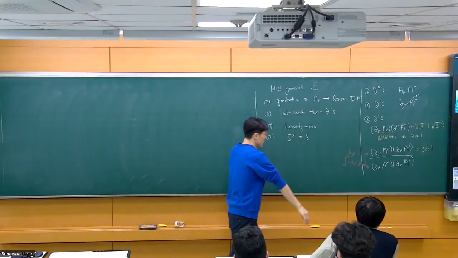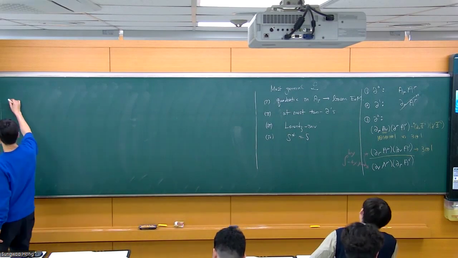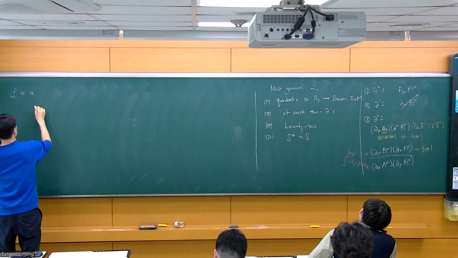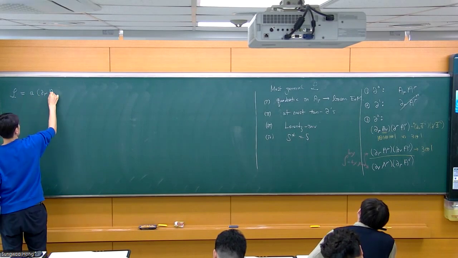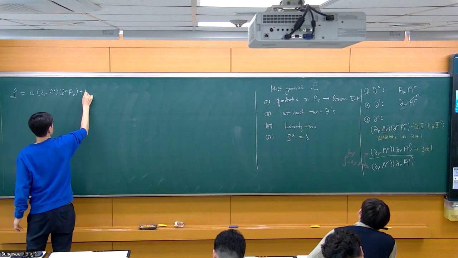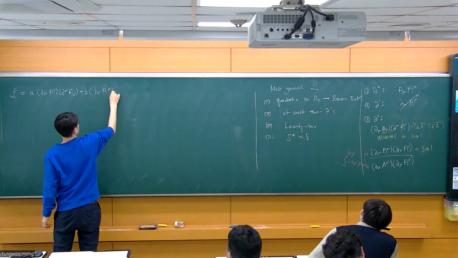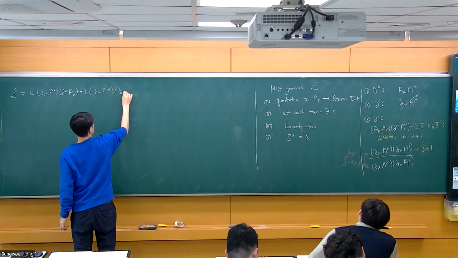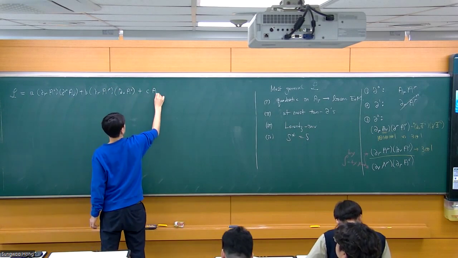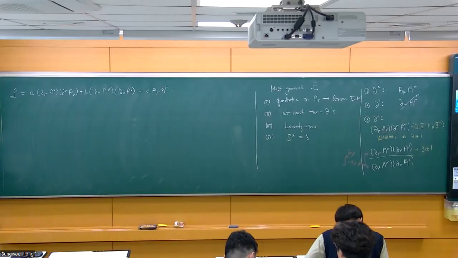Okay, so therefore, let's start out with the most general Lagrangian consistent with this discussion. So I'm just going to write down a Lagrangian, which has A mu, mu. Okay, so I start out with this.